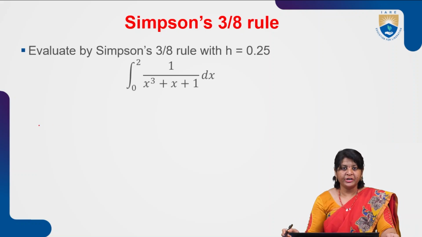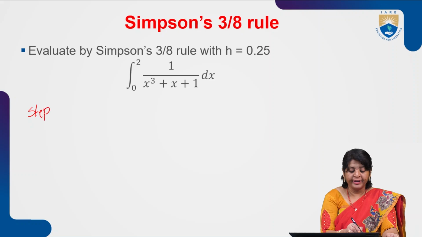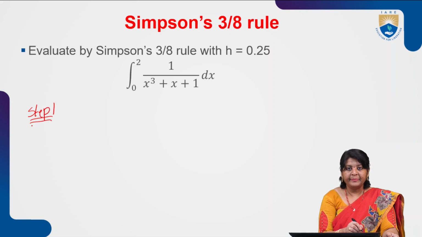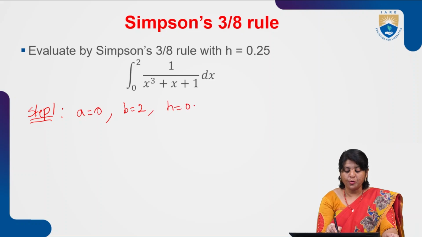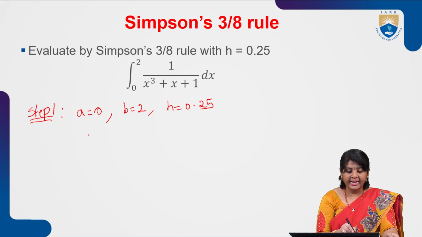As in the trapezoidal rule and Simpson's 1/3, the procedure is the same. Step 1 is we need to fetch the values a, b, h and n from the given data. So step 1, fetching the data: a is equal to 0, b is equal to 2 and h is equal to 0.25. And how many subintervals we need to consider to get an accurate value needs to be decided, so we need to find the n value.